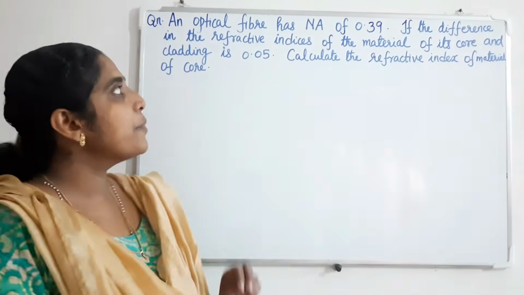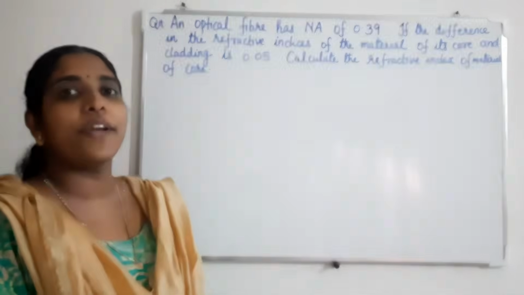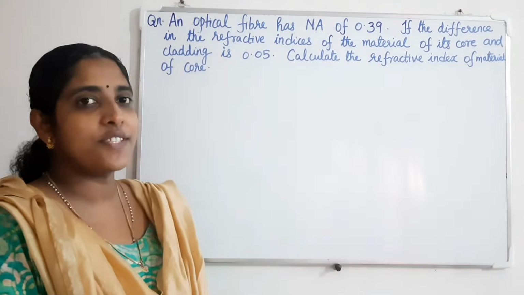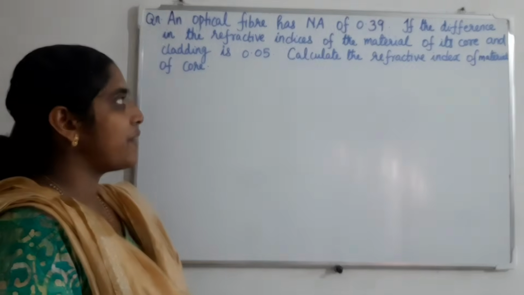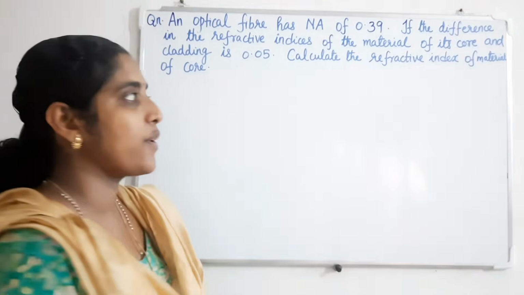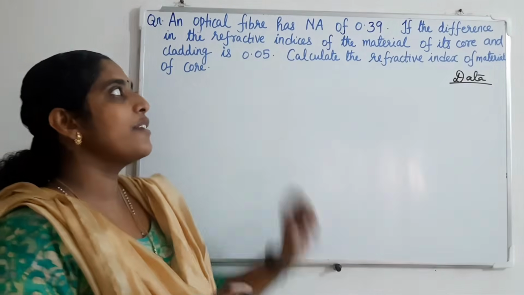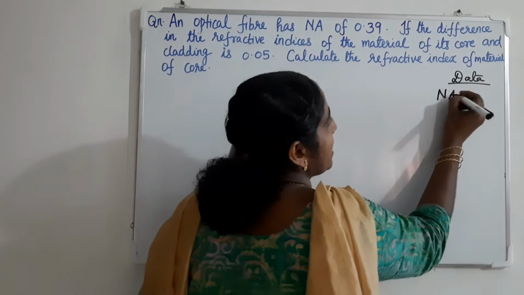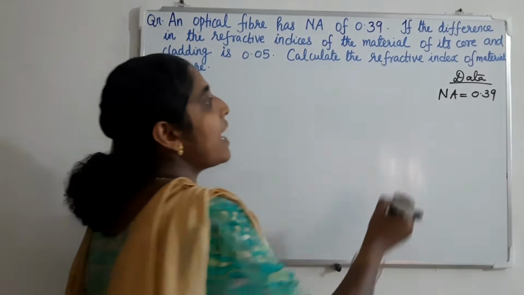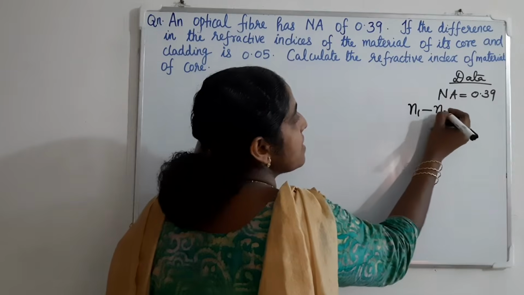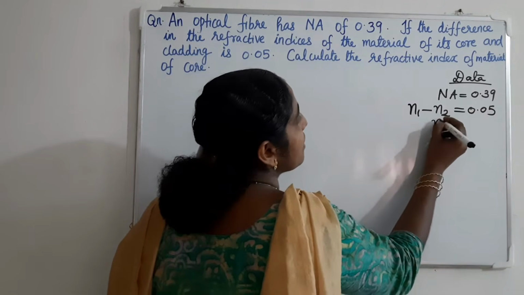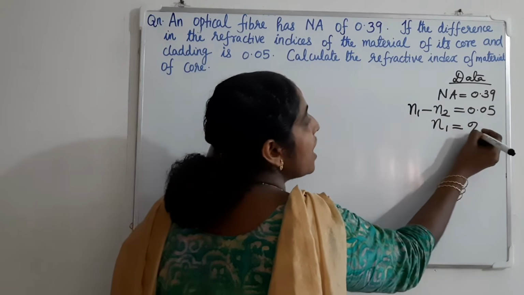Next question. An optical fiber has numerical aperture of 0.39. If the difference in the refractive indices of the material of its core and cladding is 0.05, calculate the refractive index of the material of core. The numerical aperture of the given optical fiber is 0.39. If the difference in the refractive indices of the material of its core and cladding, that is N1 minus N2, is equal to 0.05, calculate the refractive index of the material of the core.